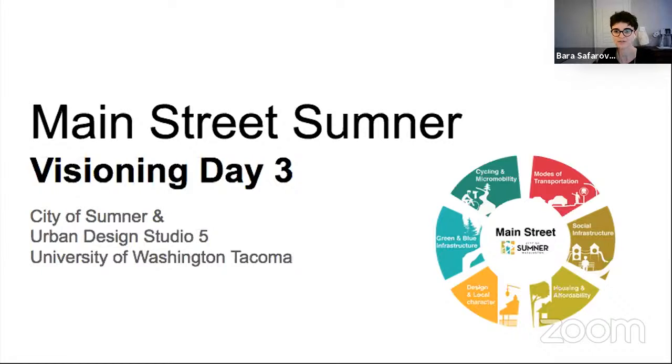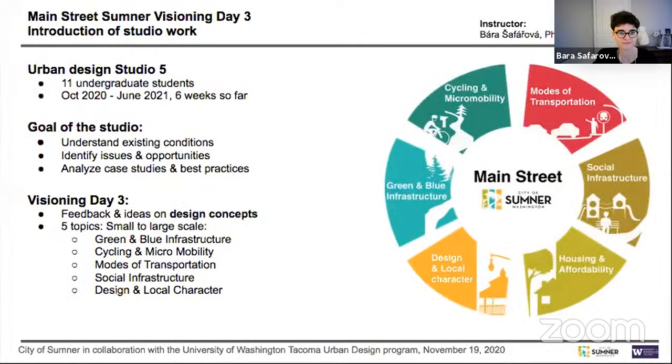I teach Studio 5, which is an undergraduate studio, and we've been tasked with looking at a vision for Main Street in Sumner. And as I've explained earlier, the project runs the whole academic year. We started in October and will end in June 2021, and we are 6 weeks or maybe 7 weeks in so far. And the goal of the studio overall was to understand existing conditions, identify issues and opportunities as they relate to Main Street in Sumner, and analyze case studies and best practices that we can learn from. And this is what we're going to be focusing on today. The other 2 bullet points we did on Tuesday in the day 1 segment of this.